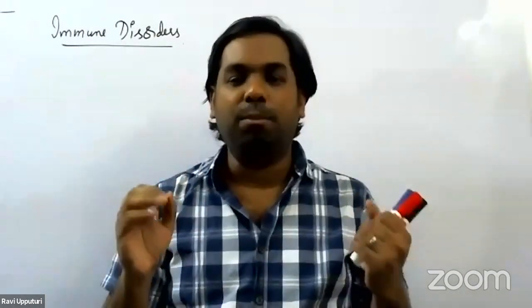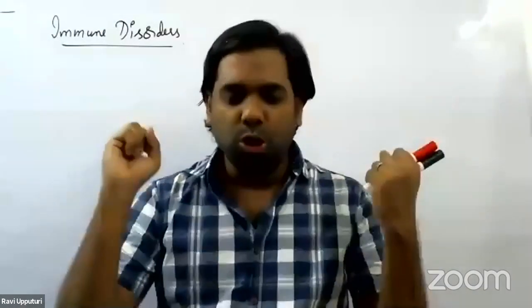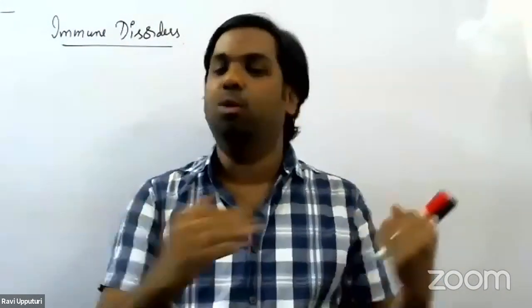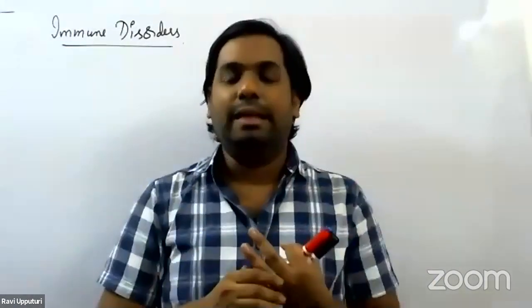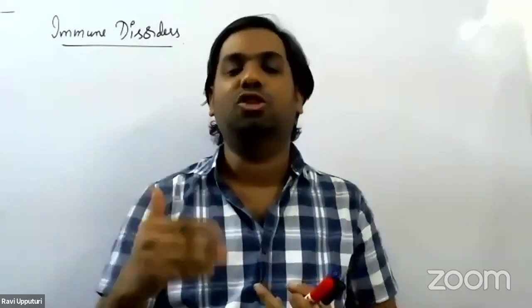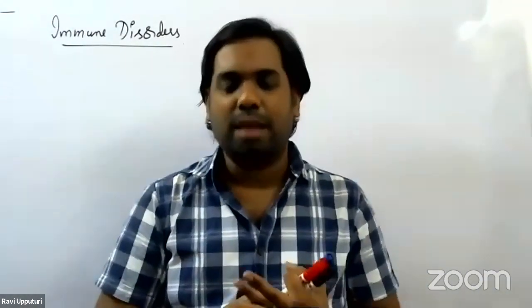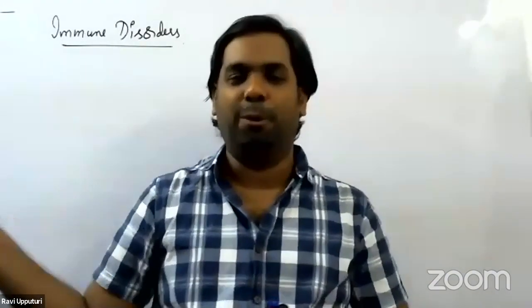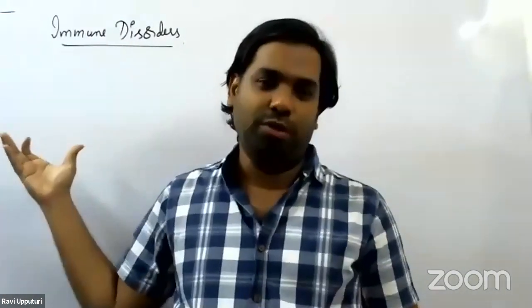So whenever our immune system is functioning properly, in the majority of cases we are being protected from those particular diseases. But there are certain instances where there is improper functioning of the immune system. There may be several reasons for it. We'll talk about that a few minutes later. So sometimes there is improper functioning of the immune system.